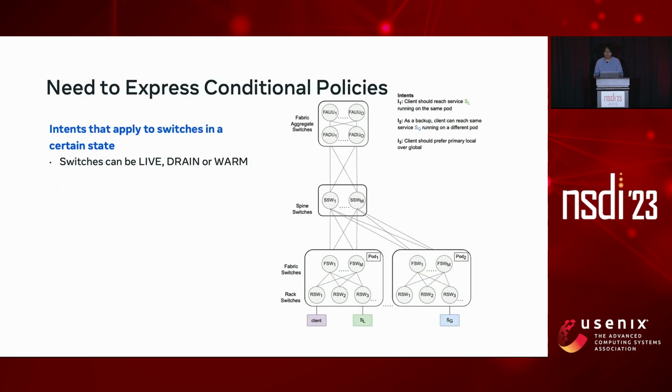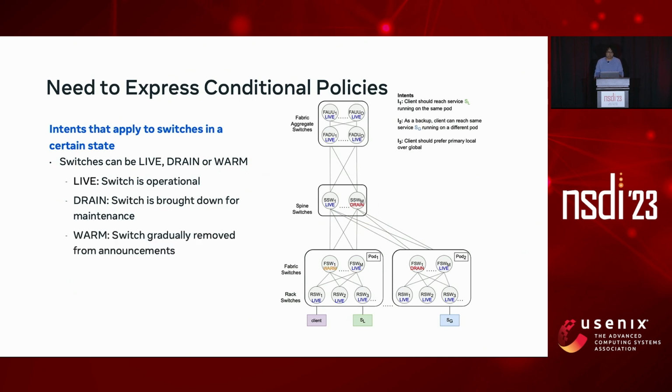The second challenge is the need to express conditional policies in the network. Network operators sometimes would like to apply intents to very specific switches in certain states. Switches at Meta data centers exist in three different states. The first state is a live state, indicating that the switch is operational and is ready to carry production traffic. The second state is a drain state, where the switch is brought down for maintenance and is not carrying any production traffic. And the third state is the warm state, which is an intermediate state that prepares the switch to be switched to the drained state.